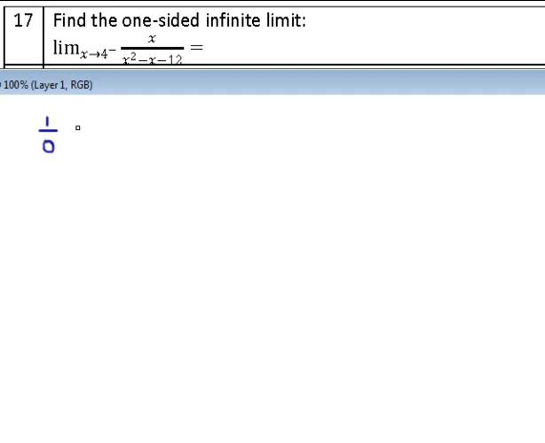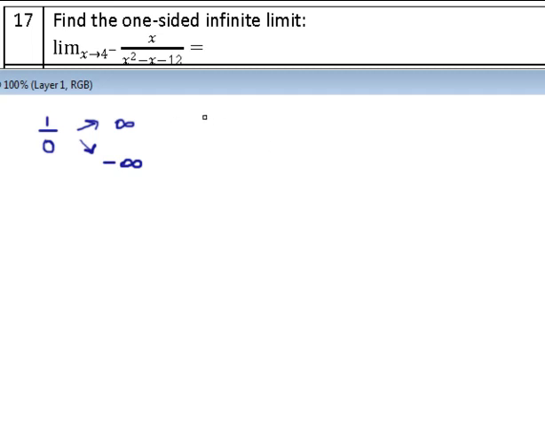A 1 over 0 limit is either going to be infinity or minus infinity. Or I should say a one-sided 1 over 0 limit is going to tend to infinity or minus infinity. Alright, in order to determine if this is infinity or minus infinity, we have to do what we call plus-minus analysis on our function, which determines the sign of the function. We only need the sign of the function to the left of 4. Okay, so to do that we have to factor our denominator.